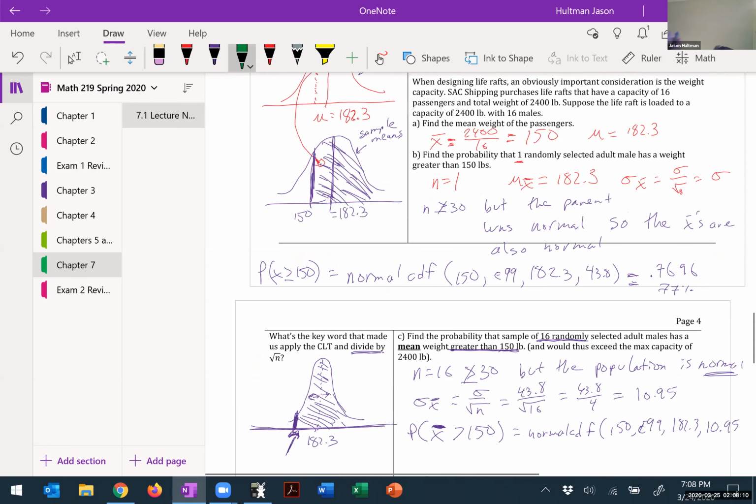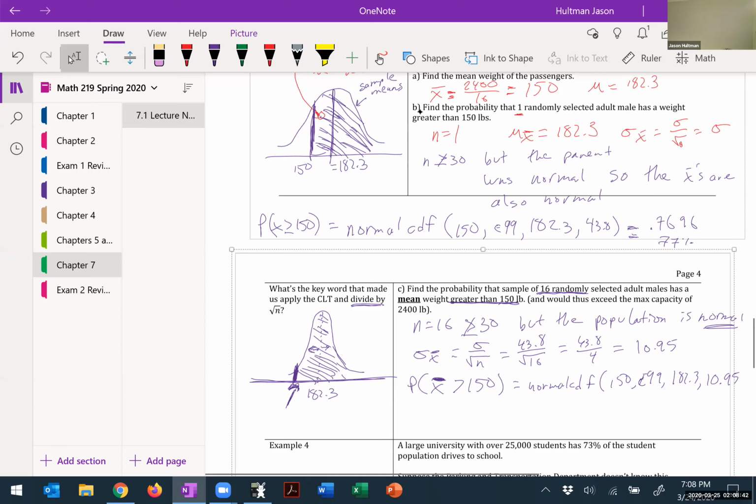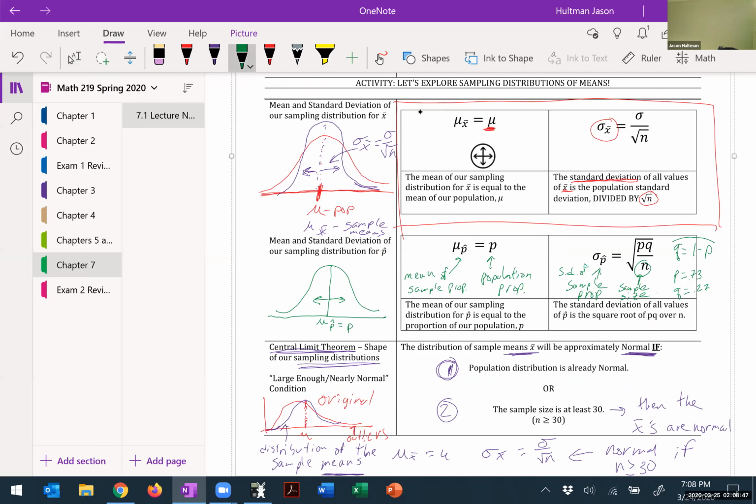We have questions? Sorry. Can you go over why we do n minus 1, or sorry, vice versa for P and Q? Okay. So 1 minus P is equal to Q. So that's how I get Q. How we get Q is 1 minus P.